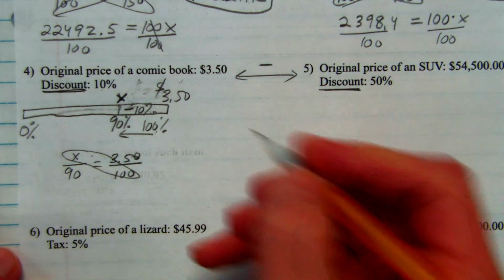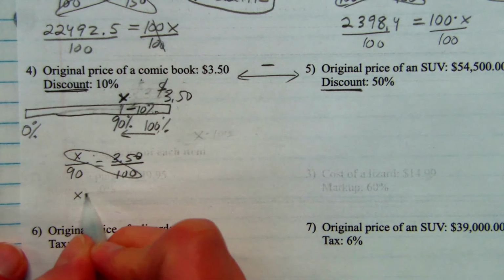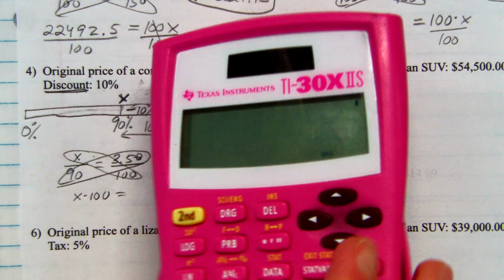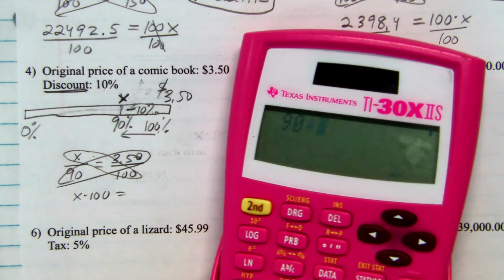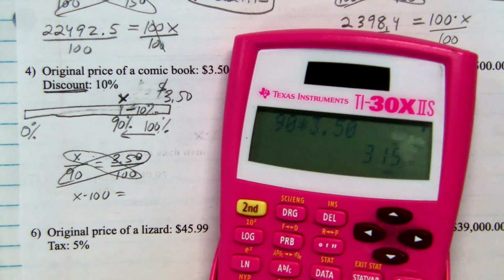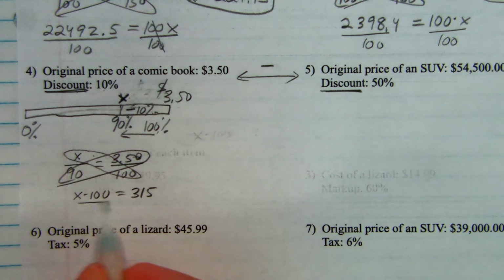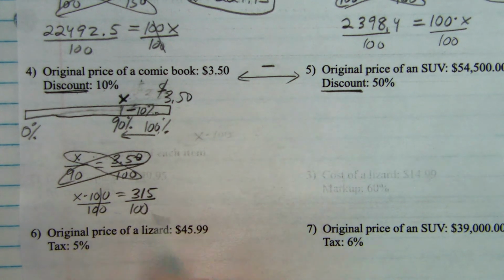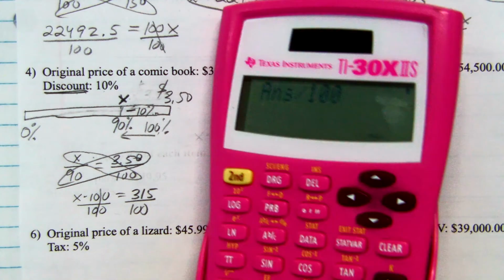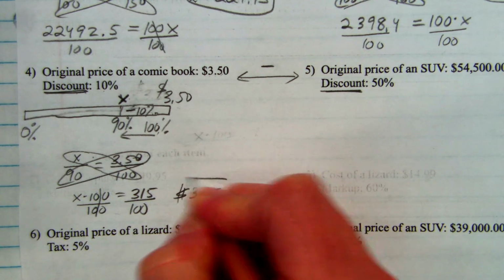So I'll have X times 100. Actually, I'm going to do that down here. X times 100 equals 90 times 3.5. So let's get our calculators out to save a little time on that. 90 times 3.50, or just 3.5, and that's 315. And then to get the X by itself, we just divide that by 100. So if you don't know the trick with moving the decimals, you might just do this like this, divide by 100, and we get $3.15 as the final price.